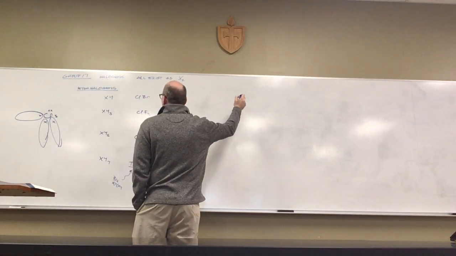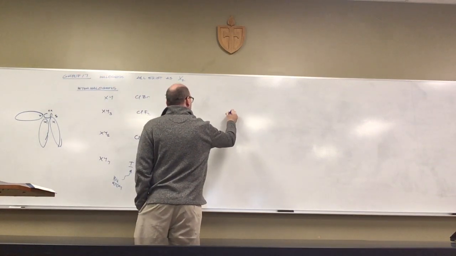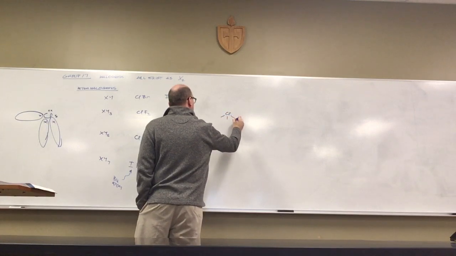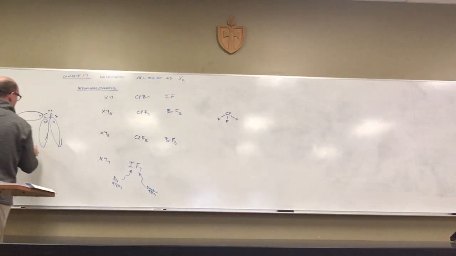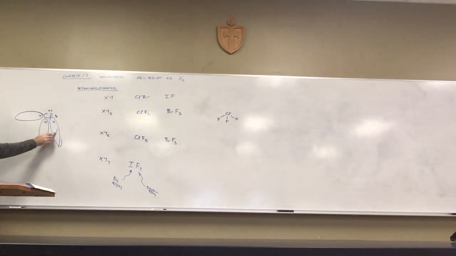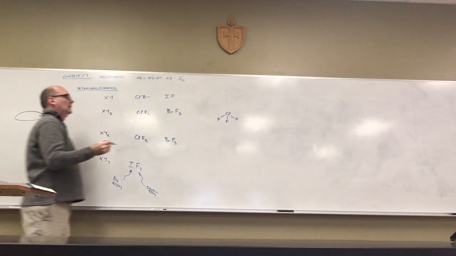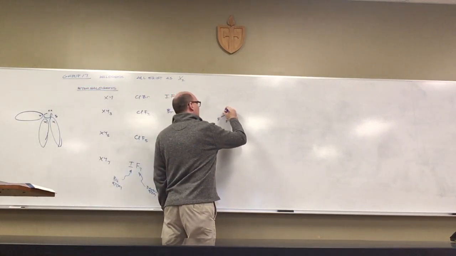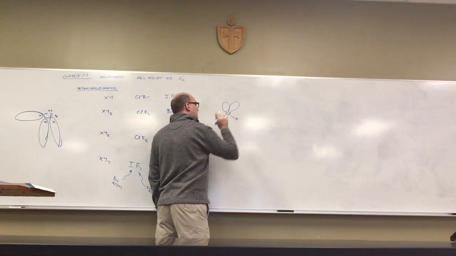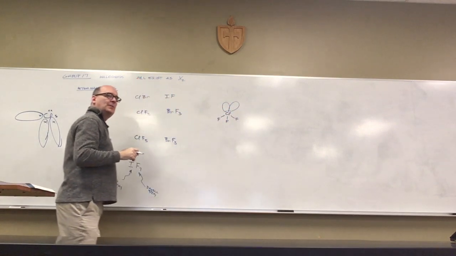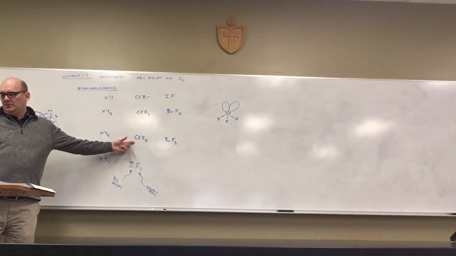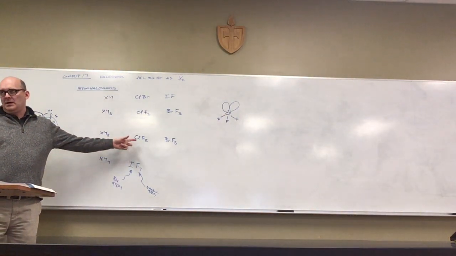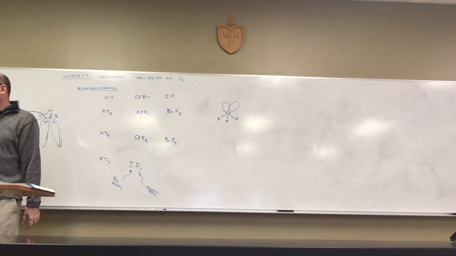All right, let's look. If I put 3 bonds to this chlorine, it leaves me those 2 lone pairs right there. Go ahead and predict what the shape for BrF4 is going to be.